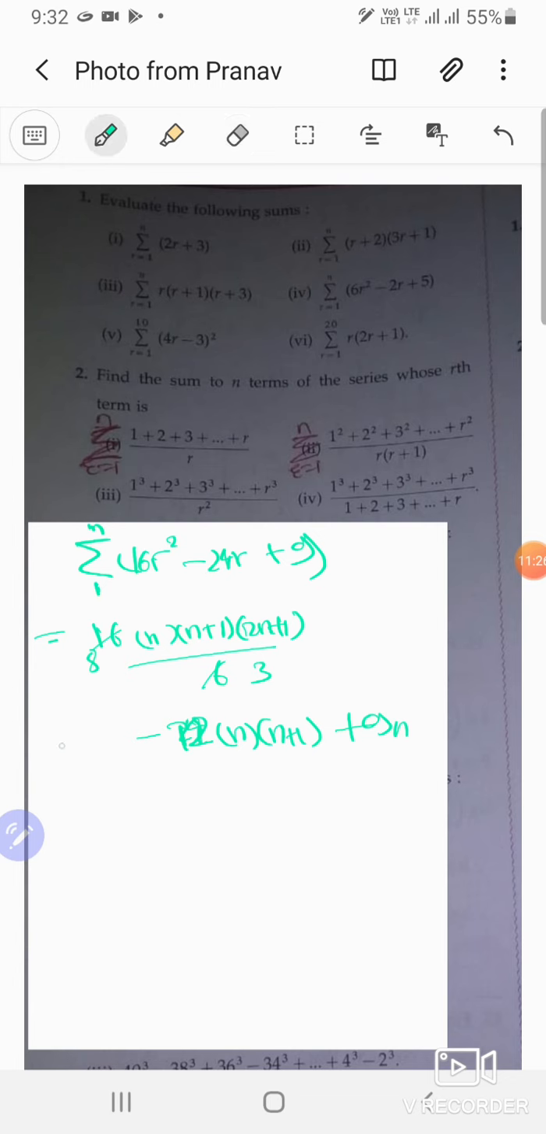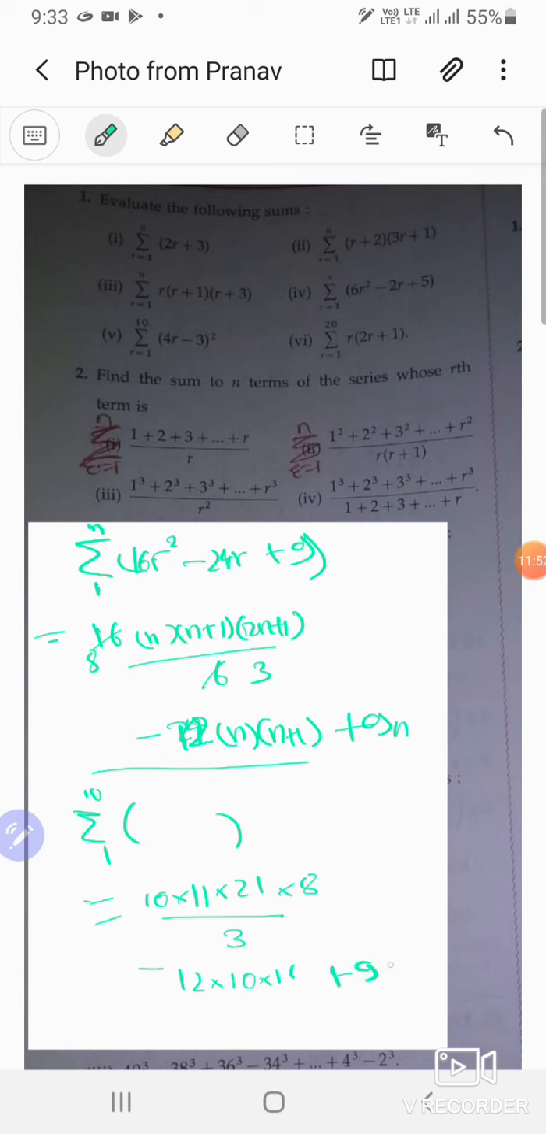So this is supposed to be this summation from 1 to n. So now let's put n equals to 10 over there. So summation from 1 to 10 of this thing, that is supposed to be equal to, if we put 10 over there, you got 10 into 11 into 21. Okay, so 10 into 11 into 21 into 8 upon 3 minus 12 into 10 into 11 and then plus 90. Okay, so let's see what happens.